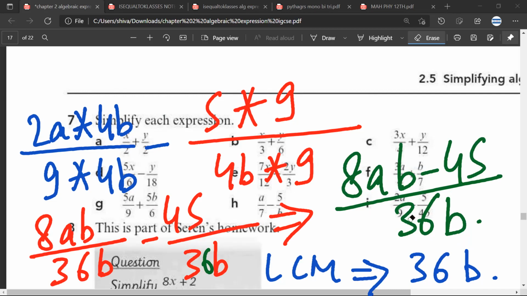So you got 8ab. I got 2a into 4b. So you multiplied 4 into 2. So that's allowed. Yeah, multiplication of unlike terms is allowed. That is what we discussed in the first lecture. I can multiply these two. I can multiply these two. Okay.